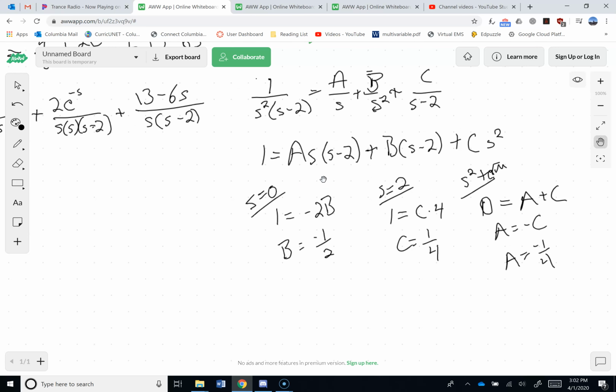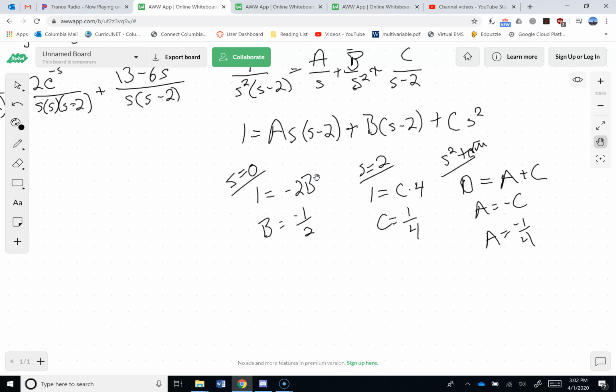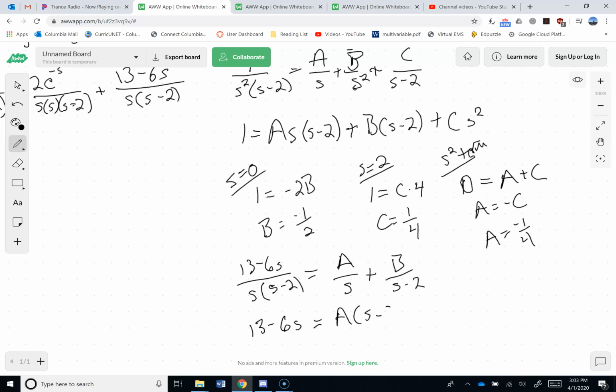Then my other partial fraction decomposition I have to do is this 13 minus 6s, right? So I have 13 minus 6s over s times s minus 2, and I'm going to write that as A over s plus B over s minus 2. And so that's going to be 13 minus 6s is A times s minus 2 plus B times s.